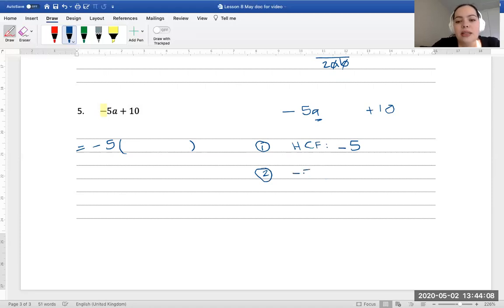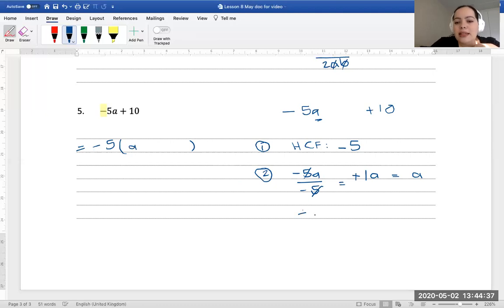So the first term was -5a. We're going to divide it by -5. Now we need to be very careful with our signs. A negative divided by a negative is a positive. 5 divided by 5 is just 1, or we can say they cancel each other out. And then we're left with an a. Again, we're good at writing our algebra nicely, so we're just going to write this as a. So in the bracket, the first term is going to be a.